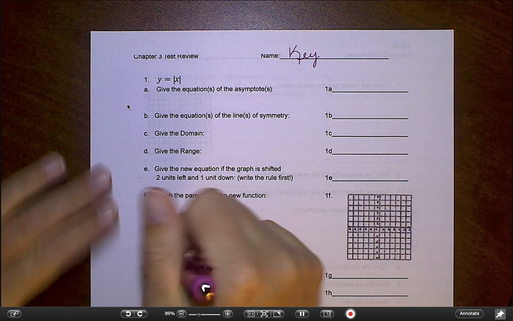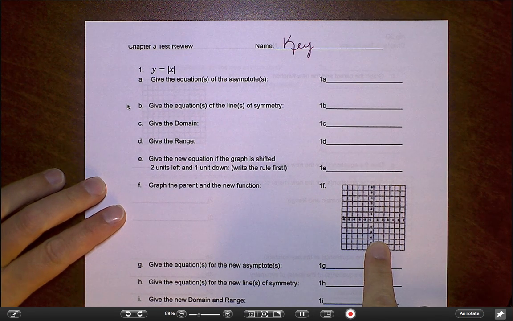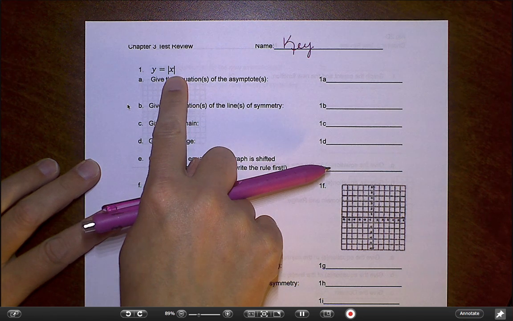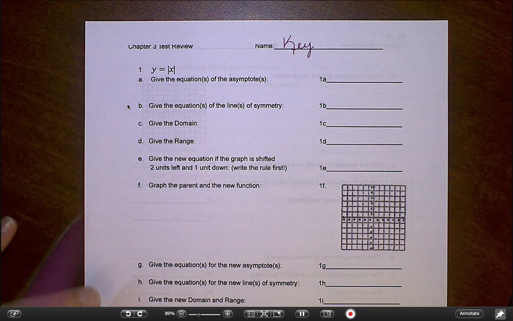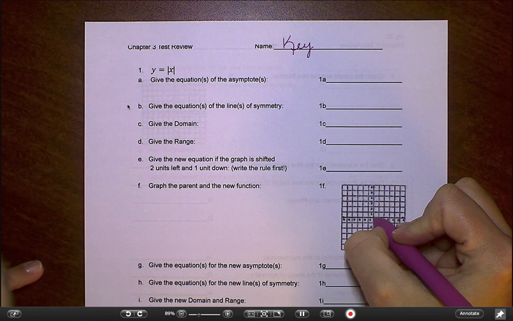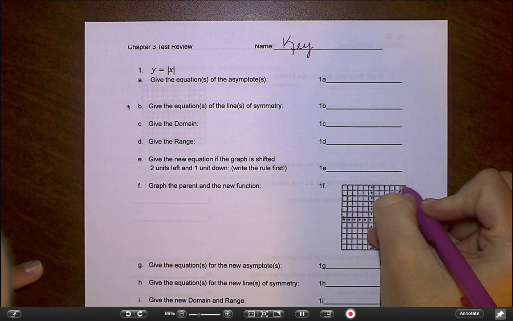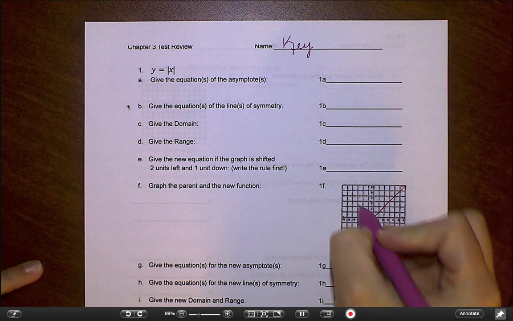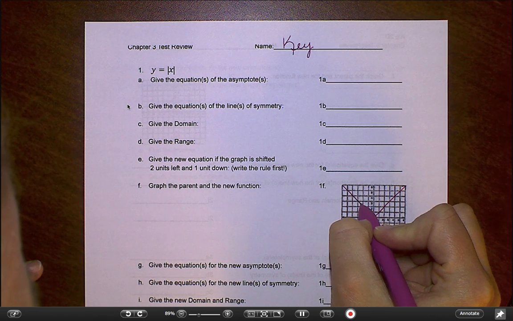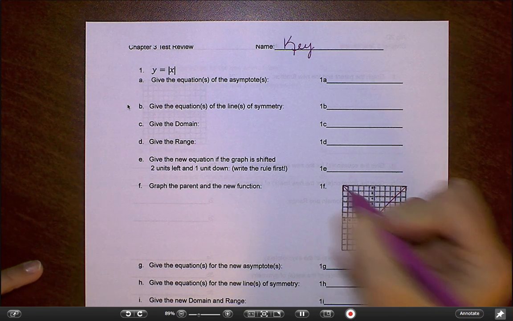And I was about to just sketch one, but I noticed that down here in question F, it says graph the parent function and the new function. So let's go ahead and just graph the parent function now so we have it to refer to while we're answering the other questions. So absolute value of x is really going to look like the line y equals x. It's going to go straight up at a perfect diagonal there. But then the other side is going to go the other direction. Let's see, so we'll come down like this. Okay. So there's my absolute value function.